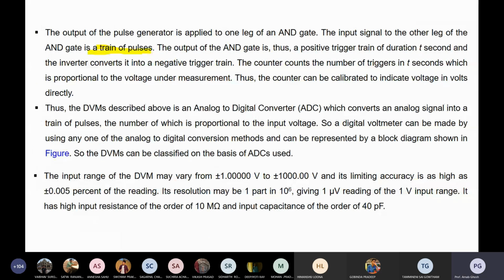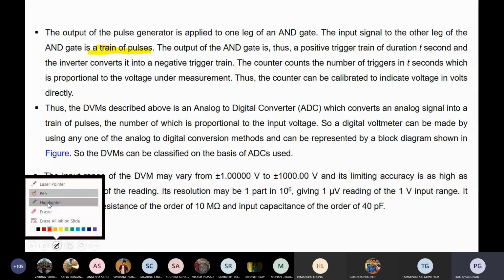So what is written over here? We need to understand the output of the pulse generator. The output of the pulse generator is applied to one leg of the AND gate, and the input signal is applied to the other leg. The input signal means this one, that is the pulse train.